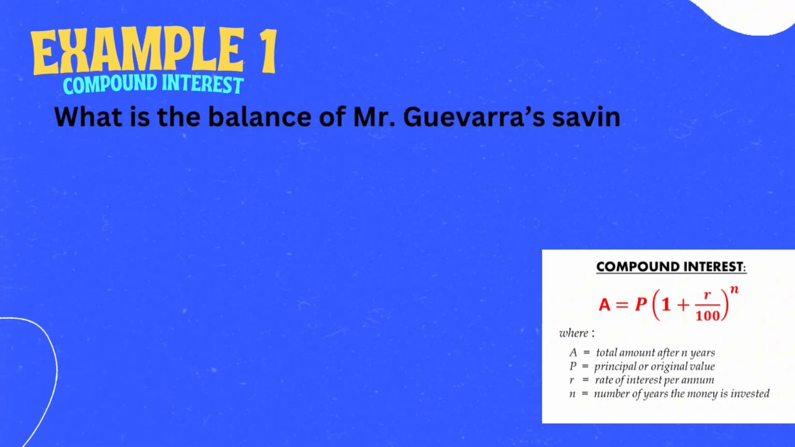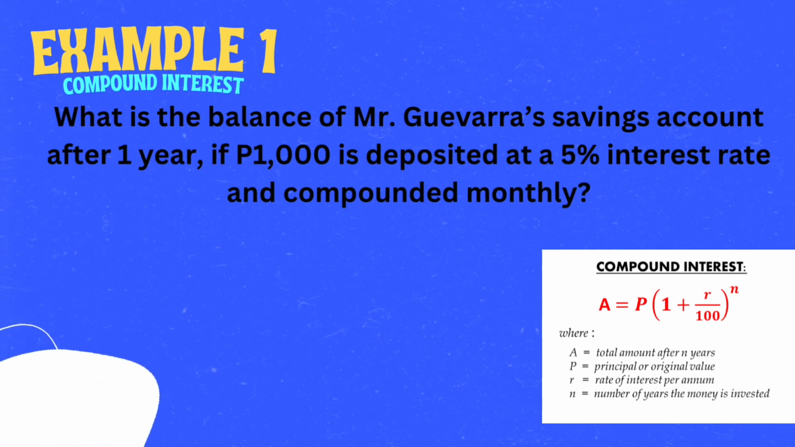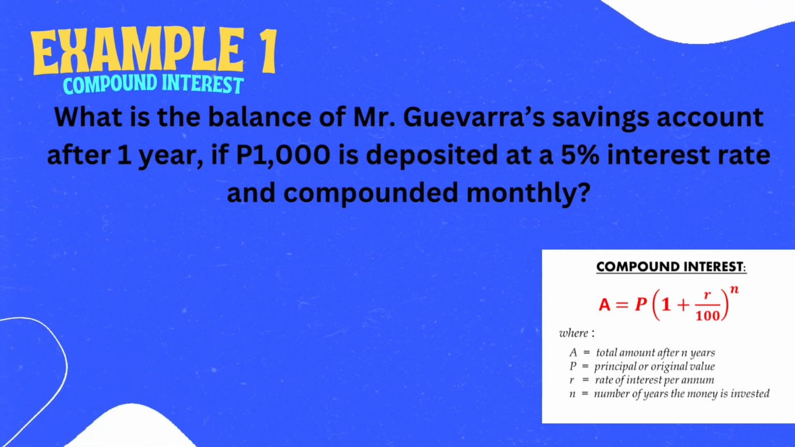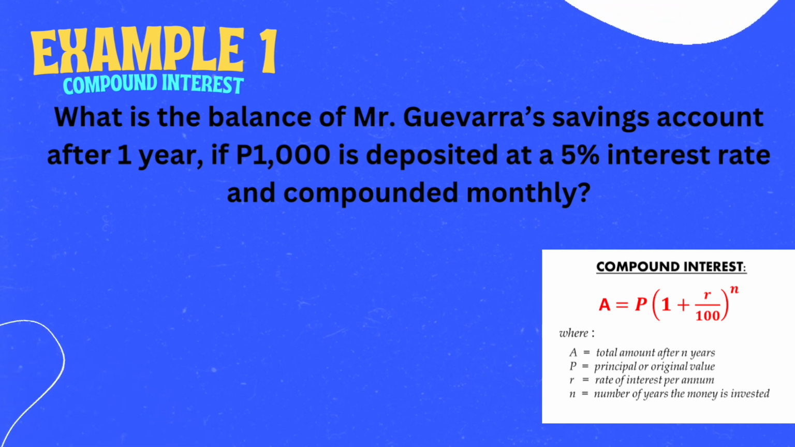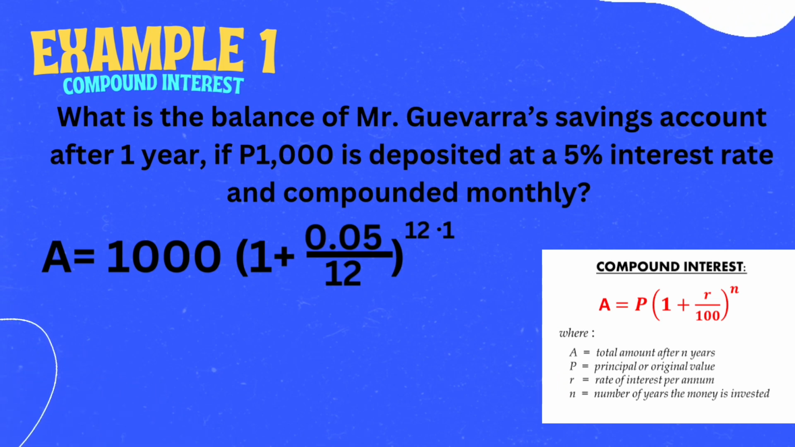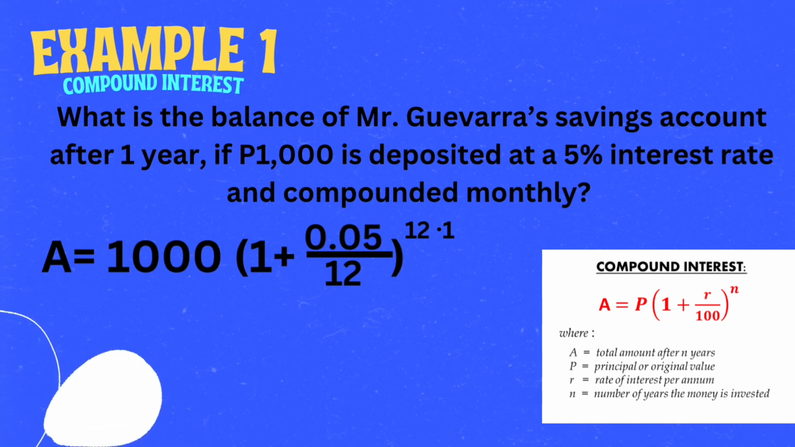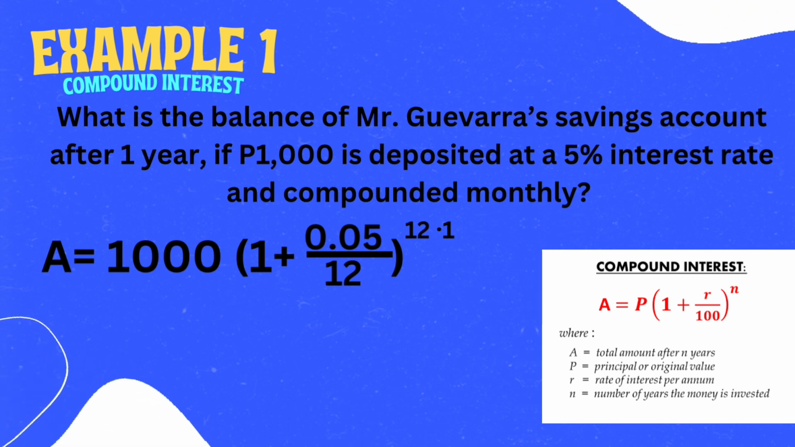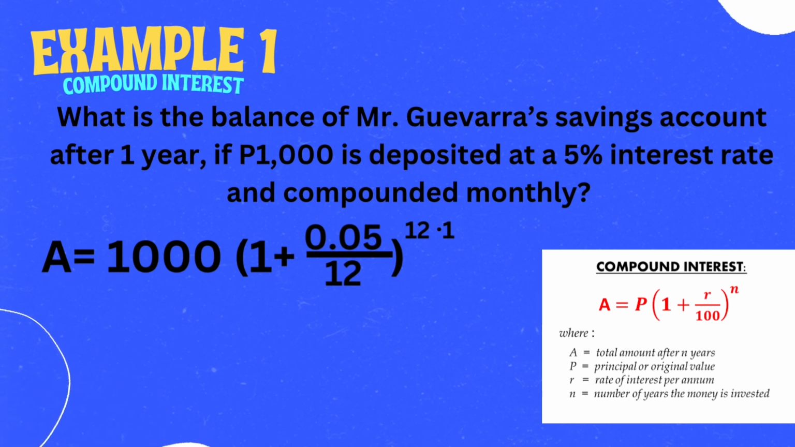Let's now proceed with the examples. Example number 1. What is the balance of Mr. Guevara's savings account after 1 year, if nag-deposit na siya ng 1,000 piso at meron itong interest rate na 5% and nagpo-compound ito monthly, meaning tumataas siya monthly. So, for the P, the initial is 1,000 pesos kasi yun yung dineposit ni Mr. Guevara. And for the rate, meron tayong 5% interest rate. So, pag nilagay natin siya sa decimal, magiging 0.05. And the variable N natin is 12 because it's compounded monthly. So, sa isang taon, meron tayong 12 months.